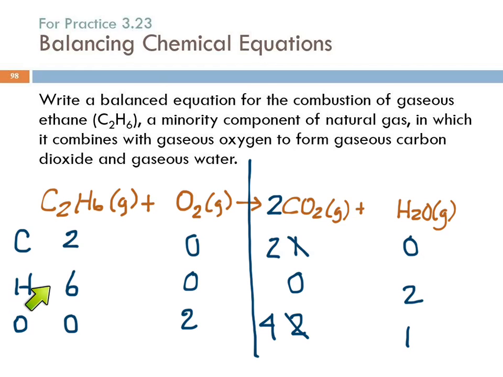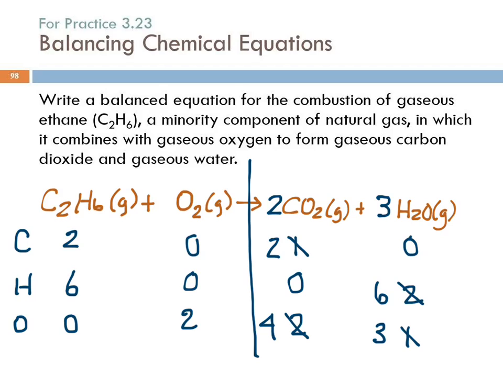Next element is hydrogen. So we have 6 plus 0 and 0 plus 2. Well, we need this to be a 6. And so we're going to multiply that by 3. So we'll put 3 up here. So 3 water molecules will give us 3 times 2, 6 hydrogens. And then we'll end up with 3 oxygens. And that did not change the carbons, so the carbons are okay. Because sometimes when you fix one, you mess up another one. You have to go back and adjust.